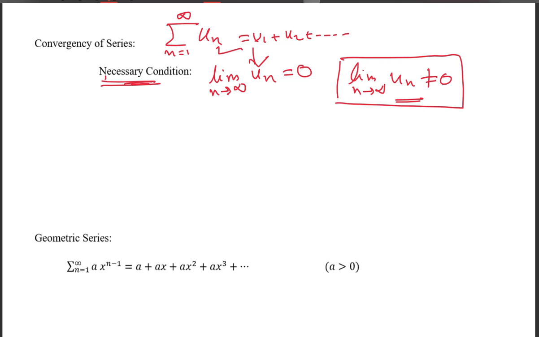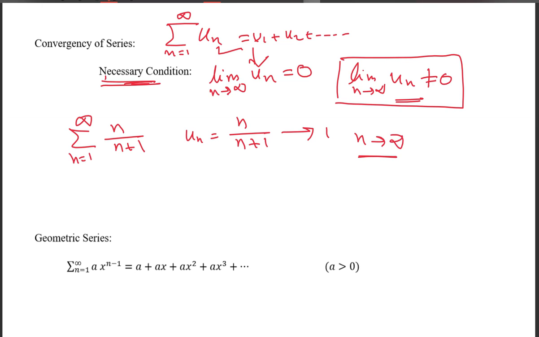So if I give one like this, summation n by n plus 1, n is equal to 1 to infinity, you see, un is equal to what? n by n plus 1, which is tending to 1 as n tends to infinity, yes or no? So this tends to 1 as n tends to infinity, so immediately you can say this series will not be a convergent series.